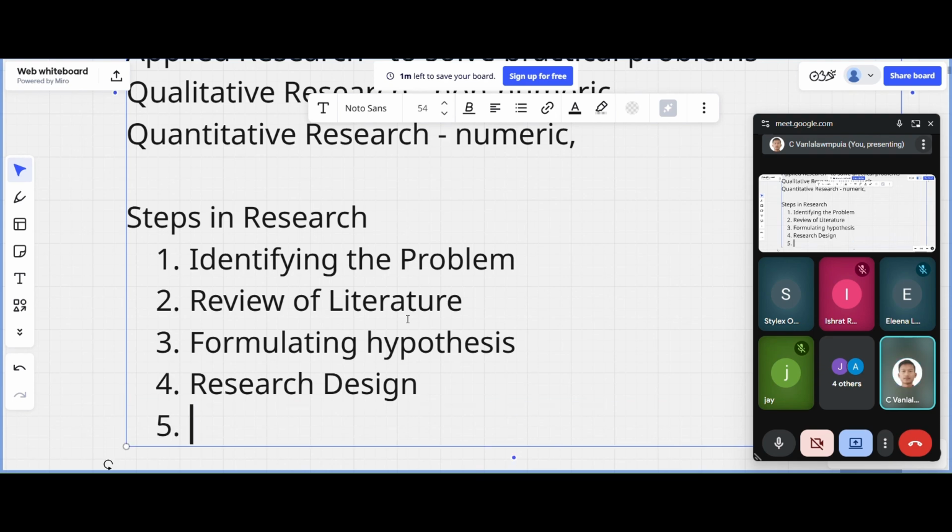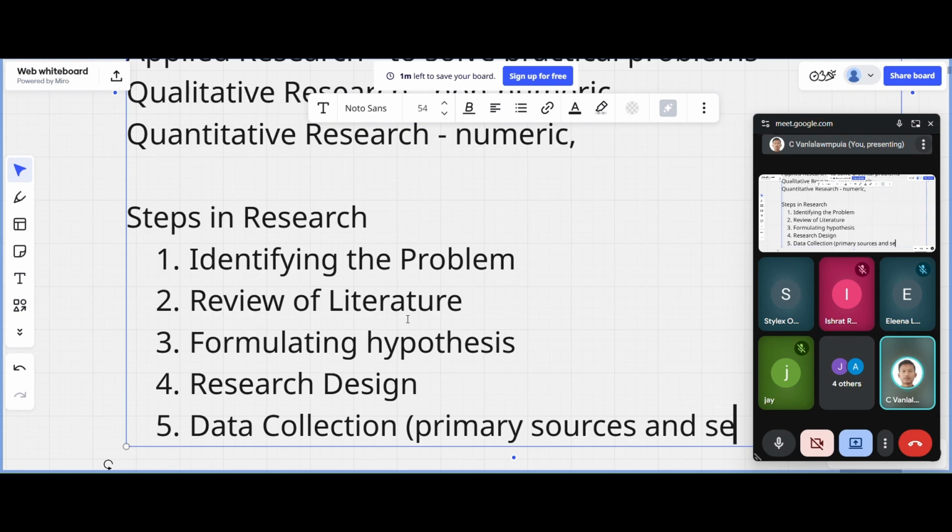Okay, and next is data collection. Data collection can be from primary sources and secondary sources. And what do you mean by primary sources?